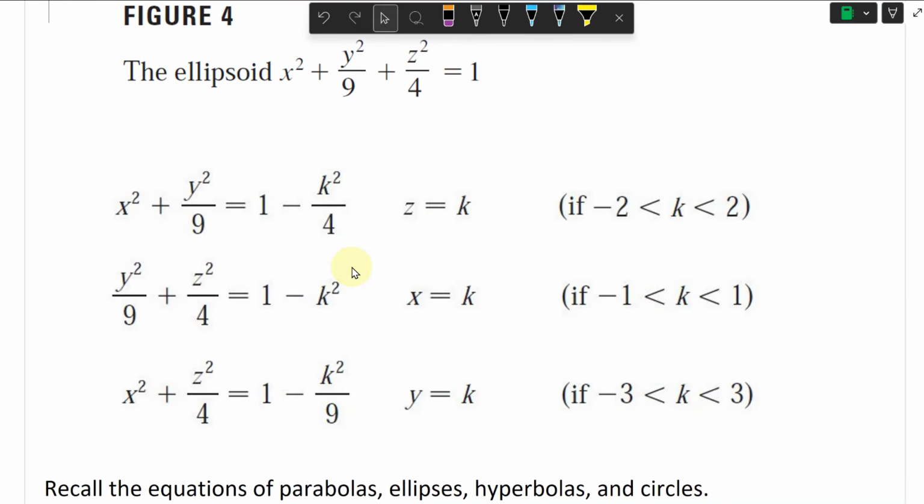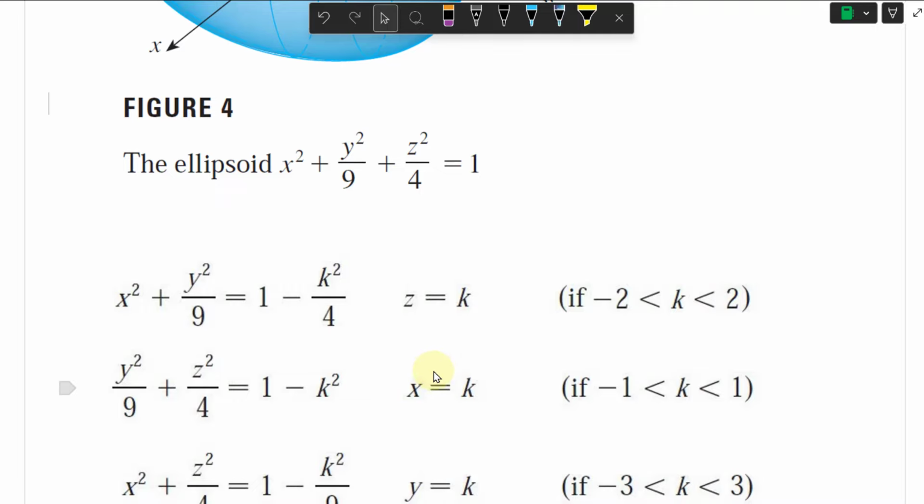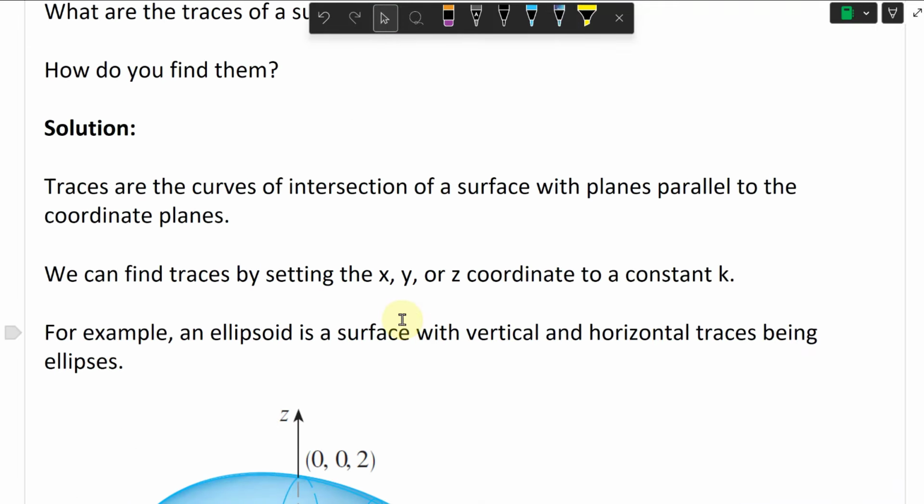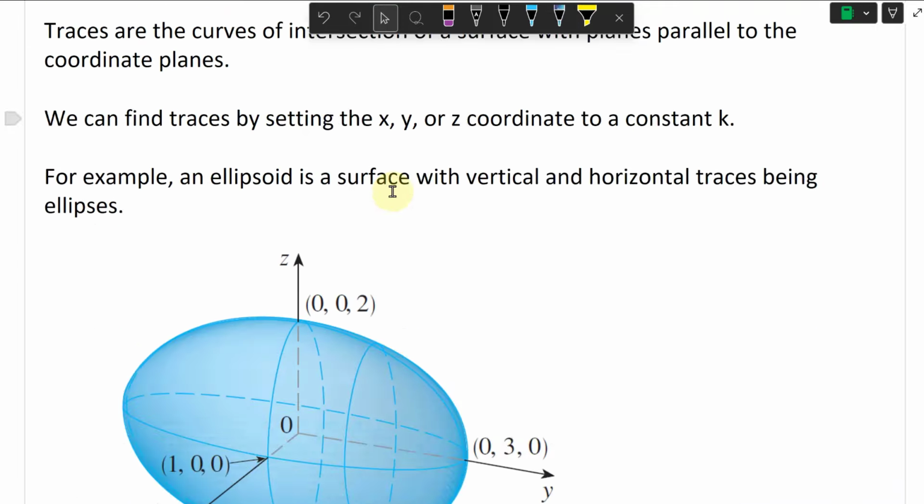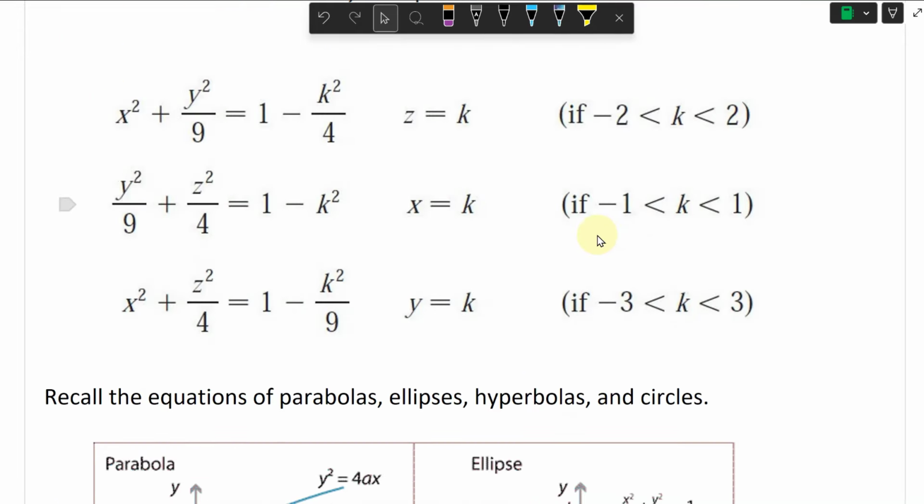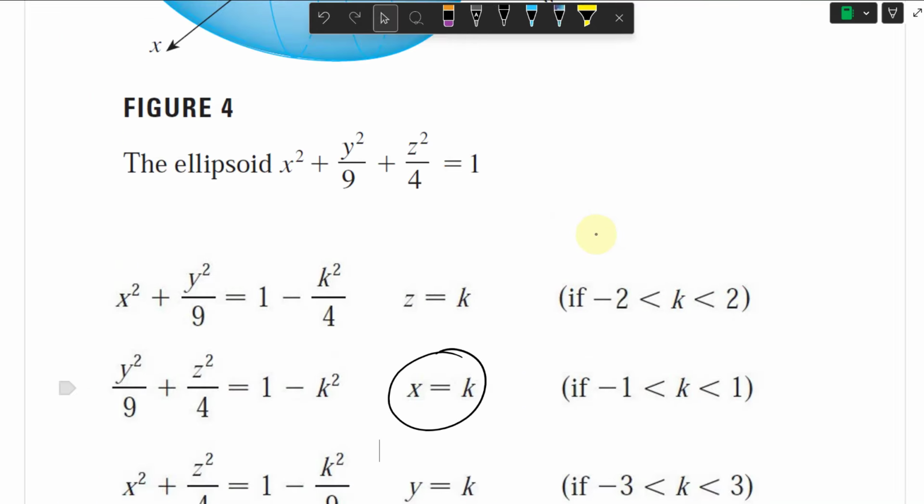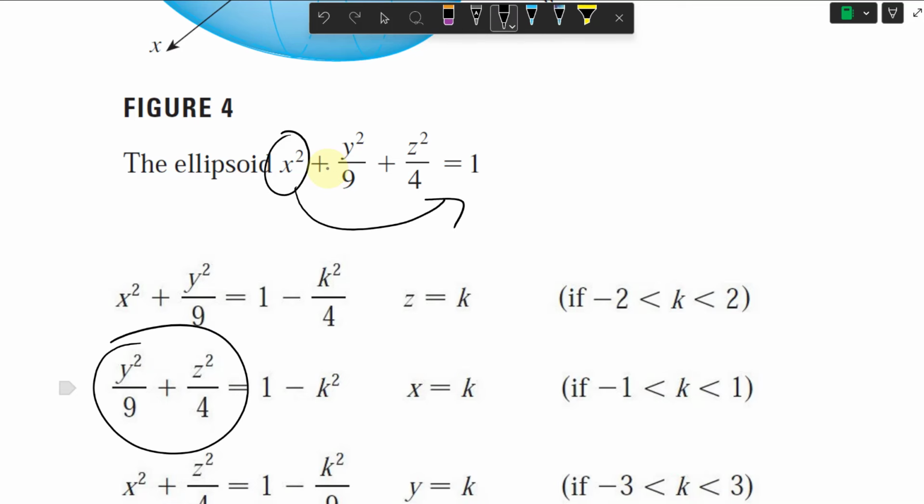And then these are the vertical ones. So if you have x equals k, you set it equal and then solve for it. If x equals k right here, then you would move this over to this side. So you're going to have 1 minus k squared, and you're going to have this. This is also an ellipse: y squared over 9 plus z squared over 4. And again, this right side can't be negative or 0, so k is going to be between -1 and 1. So you can't have 1 subtracted by a bigger number.